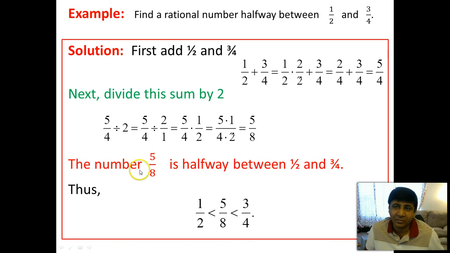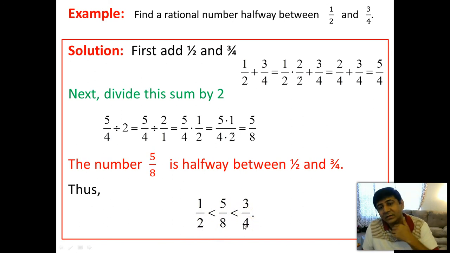Going back to our previous slide, 5 over 8 is between 1/2 and 3 over 4. So as I said, there is a number between two rational numbers. Not that important to this class at least.